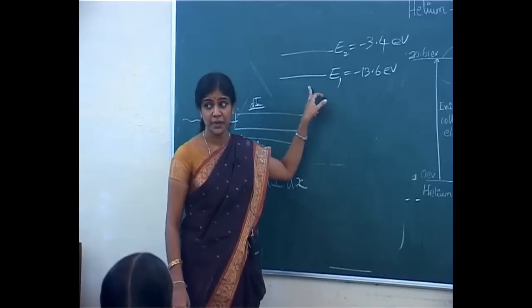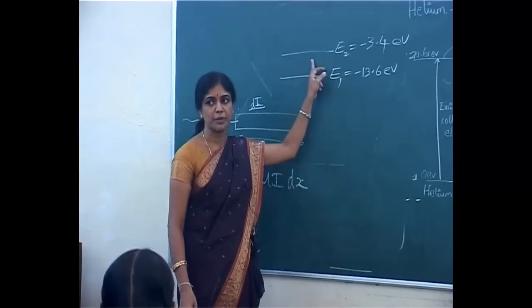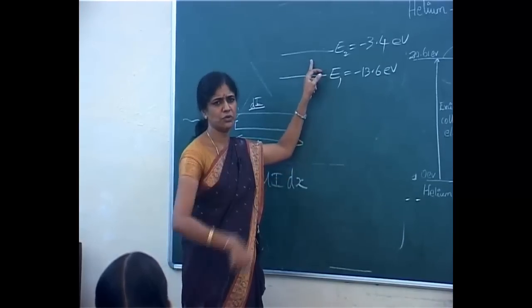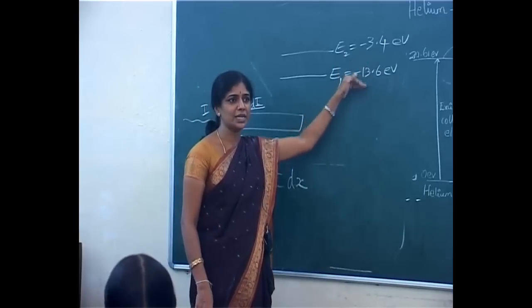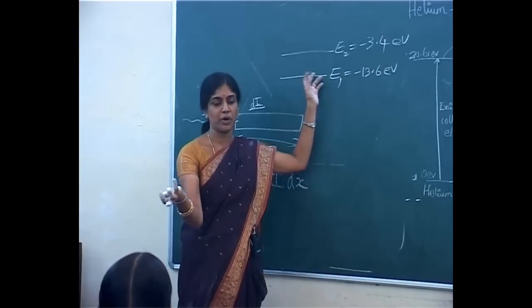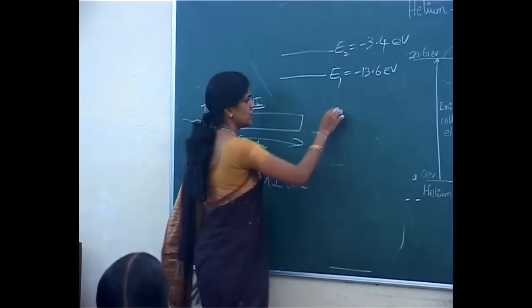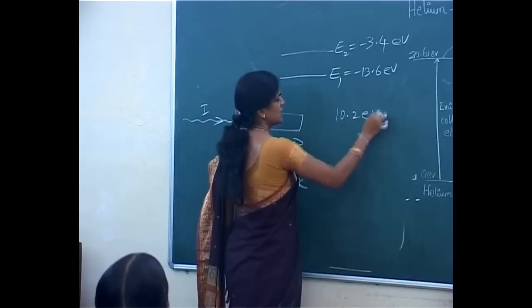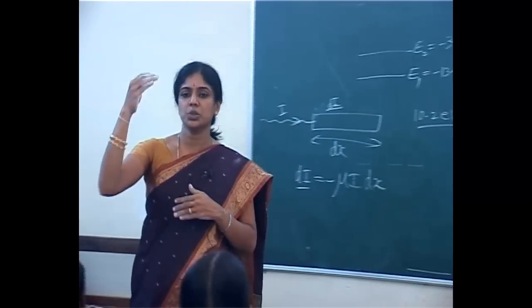This we call the excitation potential energy. To take it from the first orbit to the second orbit, how much energy do I have to give to this electron? It will be nothing but the difference. Only if we give energy equal to the difference between these two energy levels will it go. If we give less than this, it will not go. So 13.6 minus 3.4 is 10.2. So 10.2 eV is nothing but the excitation potential energy for an electron to go to its second orbit from the first orbit.